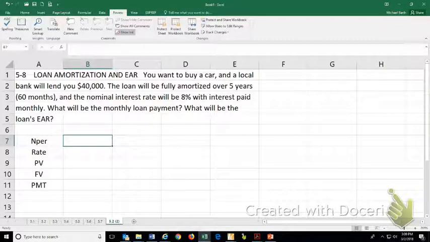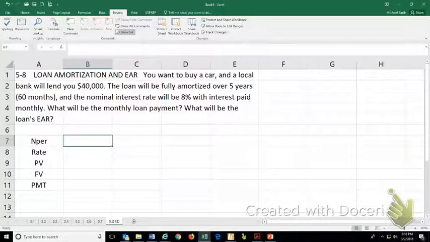This is problem 5-8 from the end of Chapter 5 problems in Brigham and Houston's Fundamentals of Financial Management, Concise 9th edition. Alright, so this is loan amortization. It's asking us what the monthly payments will be on a loan and what the equivalent annual rate, or effective annual rate, is. Alright, so you want to buy a car and a local bank will lend you $40,000.